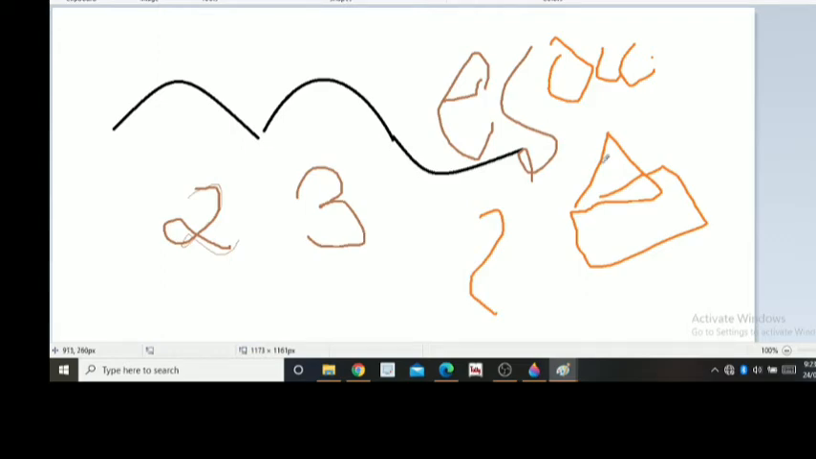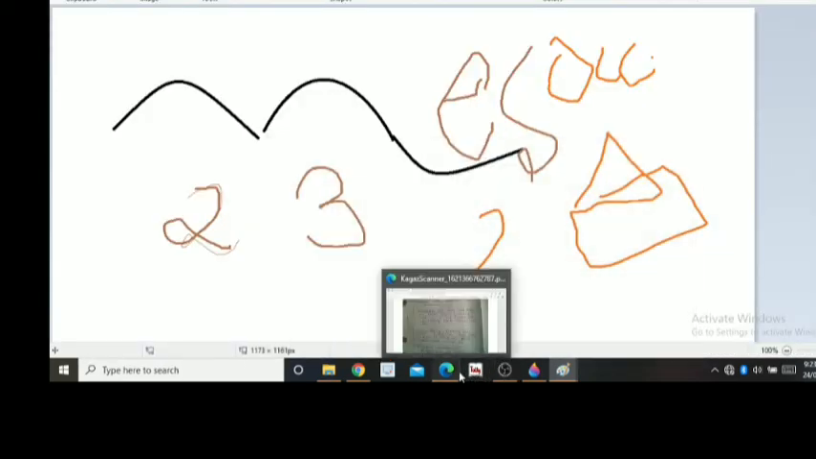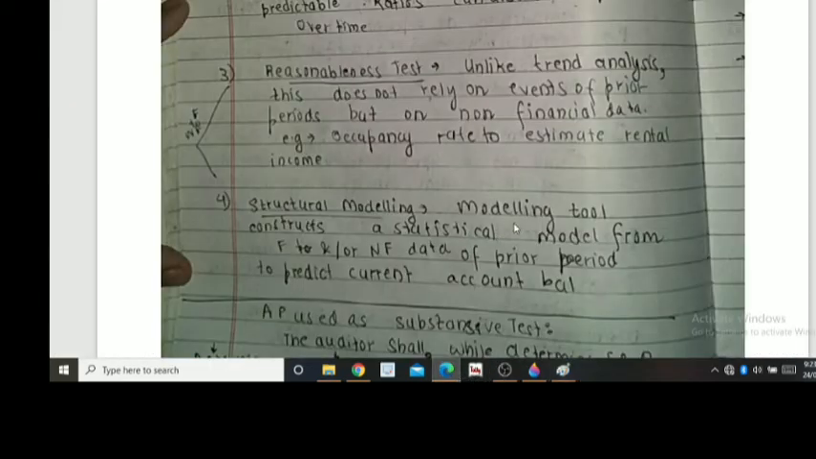So what you have to do, you do a reasonableness test: that if this is the situation, then this is its impact. Okay, then the next one is structural modeling. So a modeling tool constructs a statistical model from financial to financial data or financial to non-financial data of prior period to predict current account balance. So in this, we try to predict current account balance.